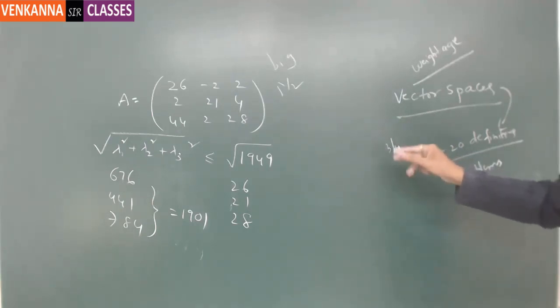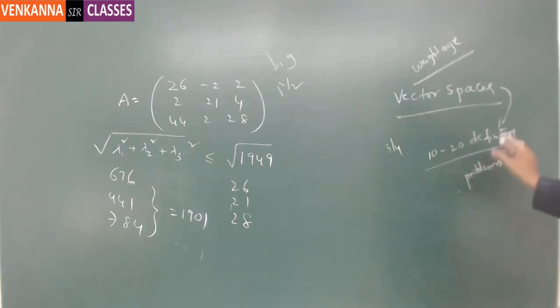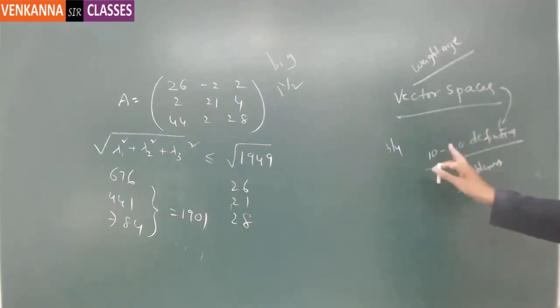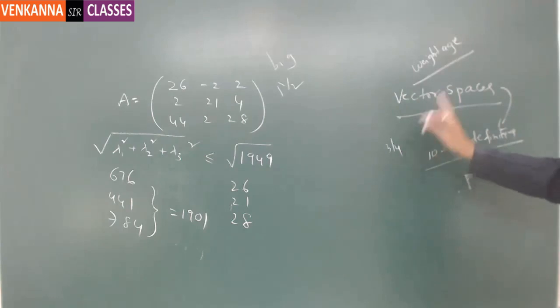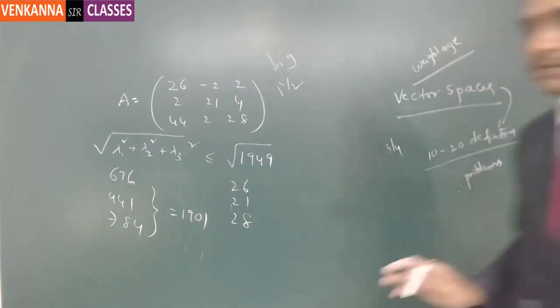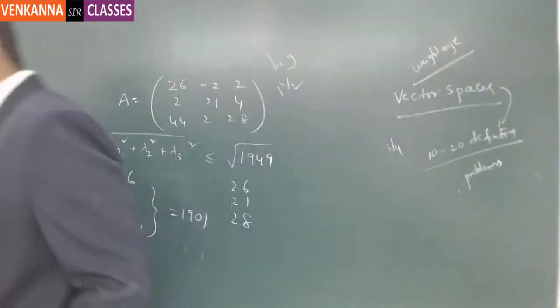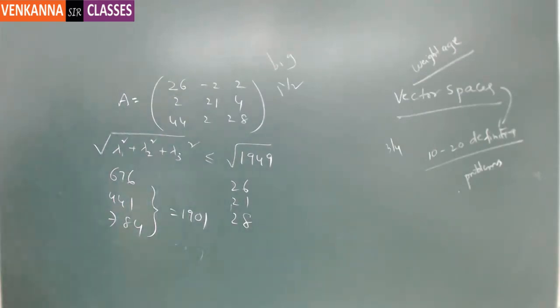Once you know the common definitions, around 10 to 20 definitions are there, you can call them definitions or formulae, whatever it is, then it will be very comfortable for you to solve problems on vector spaces, right? So at this moment I want to conclude my discussion here. Thanks for your cooperation. Tomorrow we will meet with the new concept.